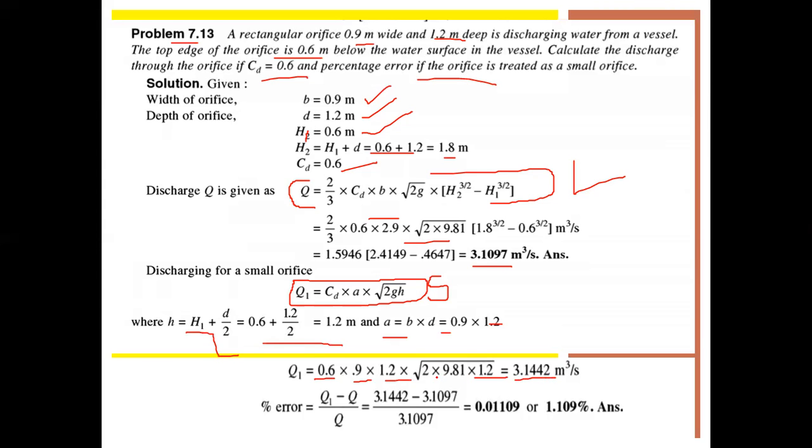Therefore, the percentage error is equal to Q1 minus Q divided by Q. What is Q1? 3.1. What is the Q value? Q value is 3.107. That is the percentage of error is equal to Q1 minus Q by Q, that is 3.14 minus 3.1 divided by 3.1. That is 1.109 percentage. Got it?